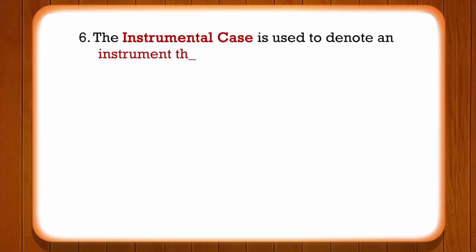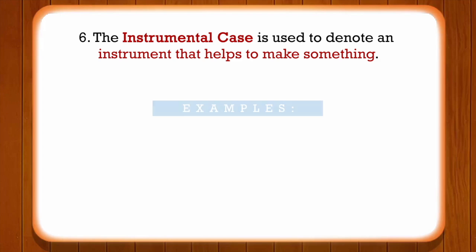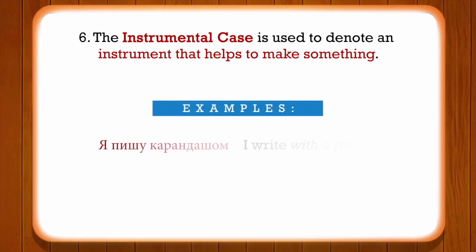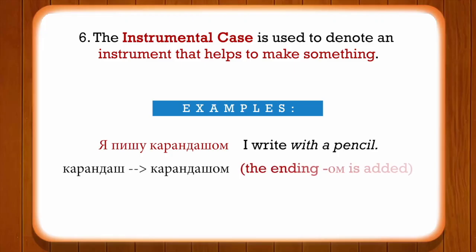The sixth case is known as the instrumental case, or tvoritelni padezh, which is used to denote an instrument that helps to make something. Now let's understand it properly with the help of an example. Ya pishu karandashom. We already know that karandash means pencil, but we can see the change in the ending. Ya pishu, I write with what? I write with a pencil. Ya pishu karandashom. You can also use in place of karandash, ya pishu melom. So I write with chalk. Ya pishu ruchkoi. I am writing with a pen.